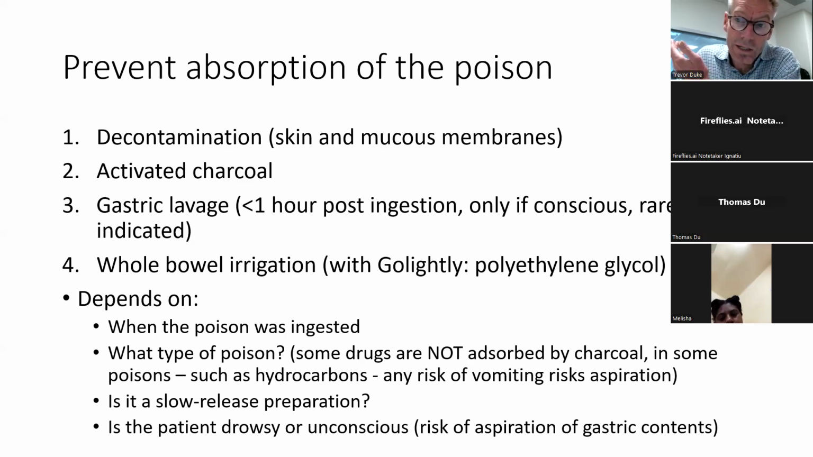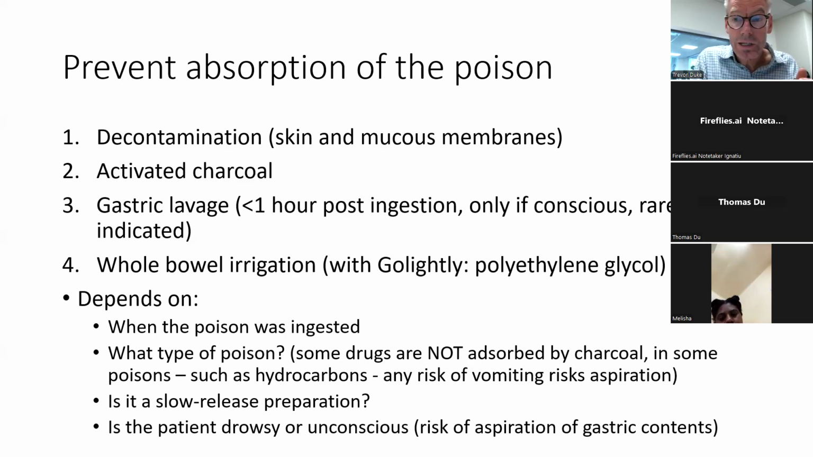Wash or irrigate the skin if there's a poison that's likely to be irritant to the skin. And then prevent absorption of the poison from the gastrointestinal tract. Now, what you use and whether you do this depends on what you have available. It depends on the timing of the ingestion and when you see the child. It depends on the type of poison that was ingested. It depends on the clinical state of the child when they first present. So there's a number of things that can be done.